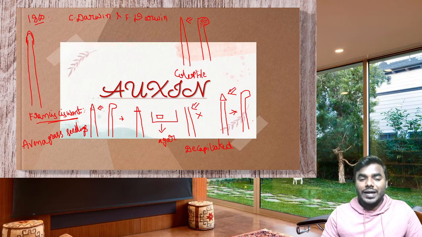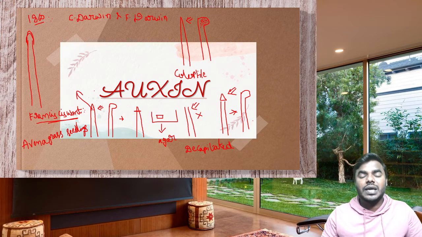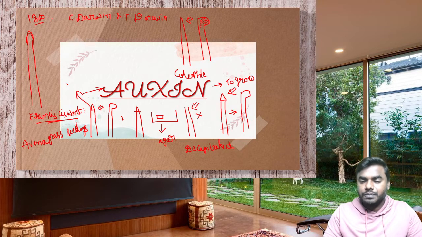Frits Went is the scientist who isolated that chemical from the tip of the coleoptile. He is the one who has given the name auxin, which means to grow. The meaning of auxin is to grow.